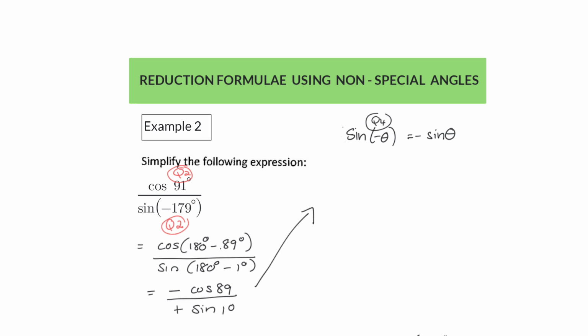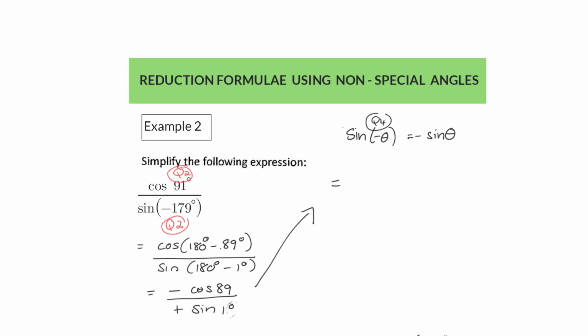We know that 89 and 1 are 89 and 1 degrees. This looks like a 10. Let's just change this to a degree sign. Okay, so that is not a 10, it's a degree. Rub it out even more and make it better. That's a degree sign. So 89 and 1 add up to 90. So these are complementary angles, and these are co-functions. So these are co-functions of complementary angles.